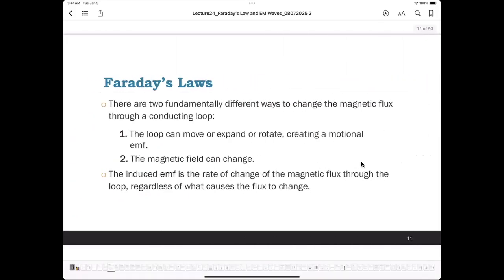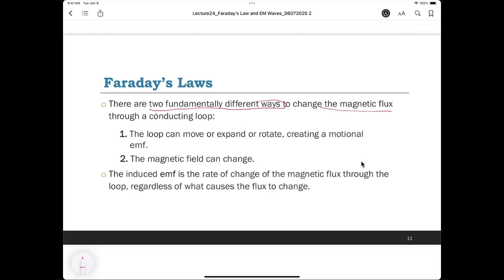Okay, let's continue to talk about Faraday's laws. There are two fundamentally different ways to change the magnetic flux through a conducting loop, because only a changing magnetic flux can generate induced EMF and induced current. But how can the magnetic flux change? There are two different ways. The first one is the loop can move or expand or rotate, creating a motional EMF.